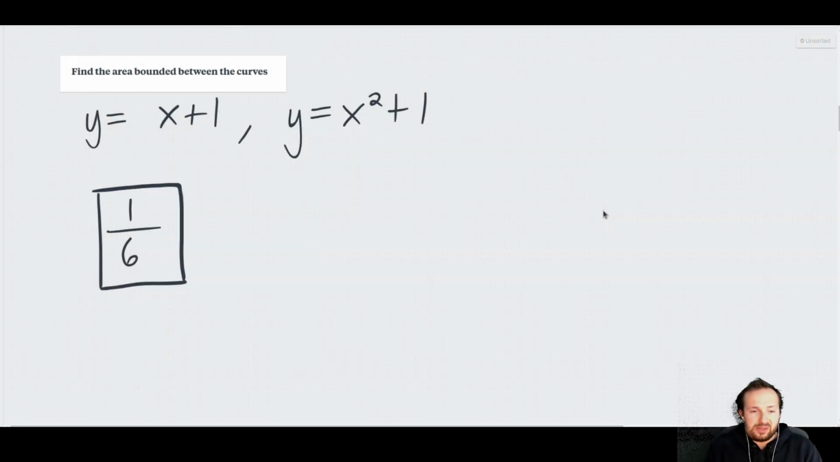So here's the answer. And by the way, you should get this answer whether you integrate with respect to x or whether you integrate with respect to y. And that's kind of a key insight when you're finding the area bounded between curves. It actually doesn't matter. If you set things up correctly and do the problem correctly, you should get the same answer in both cases. So whichever way you did, you should get 1/6 for this one.